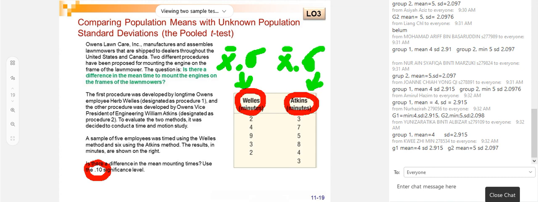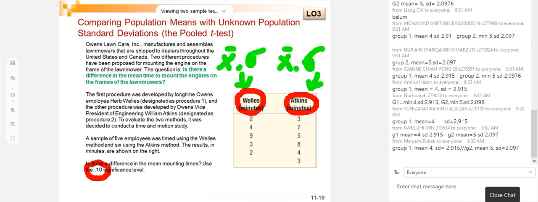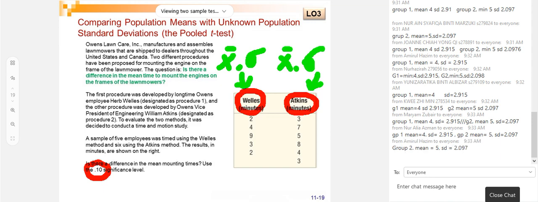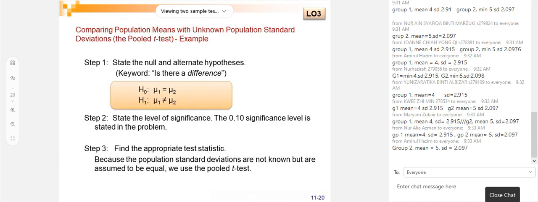Okay, Nur Hazira will get group number 1, number 2. Yuni Zaratika, group 1. Quizimin already get group 1 and group number 2. Mariam also get result of group number 1 and group number 2. Okay. Now, we already get the value of X bar and standard deviation for group number 1 and group number 2 each. So we see the next step.